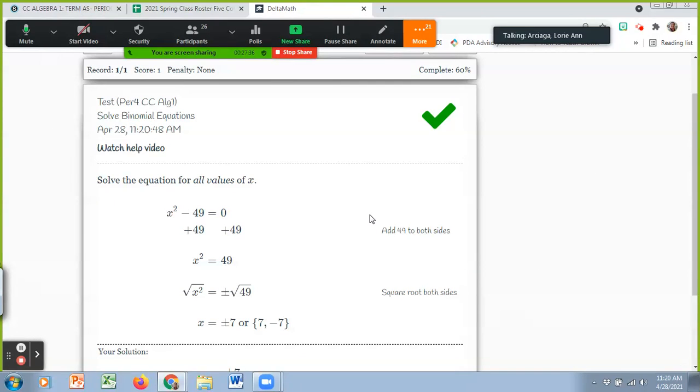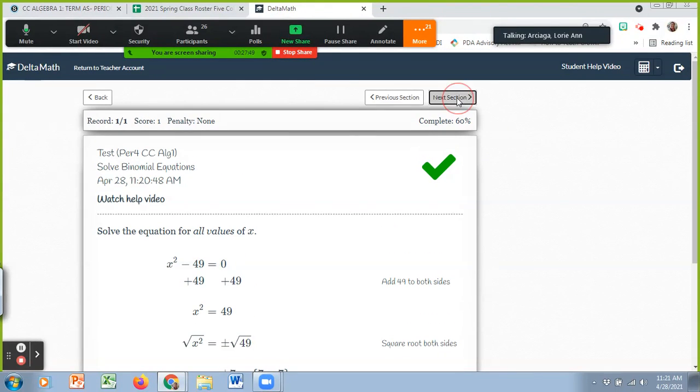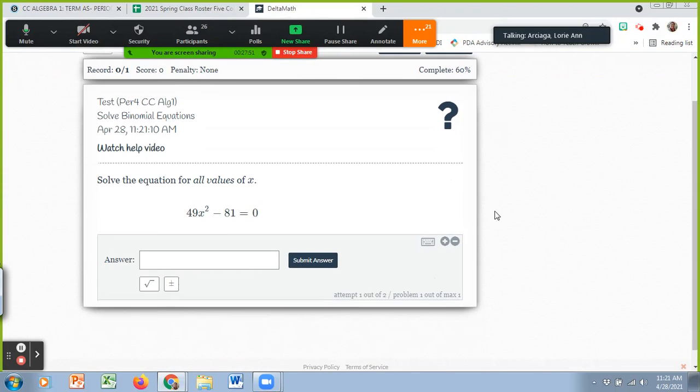So get the square root of the constant and then divide it by the number that was in front of the variable. Yep. So you get the square root of this and then find the square root of the number in the first portion. All right. Next section. Here we go.